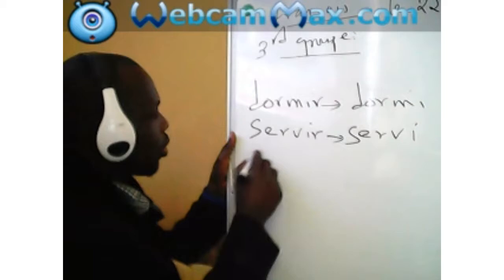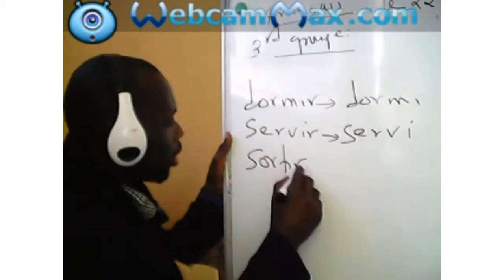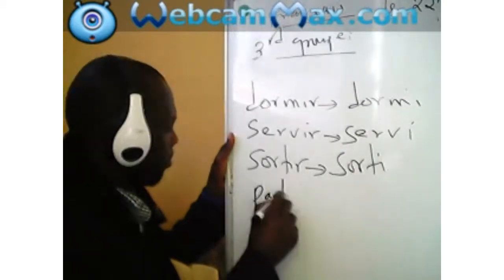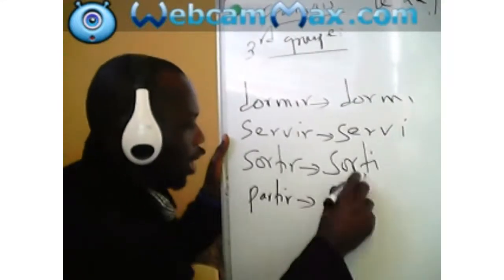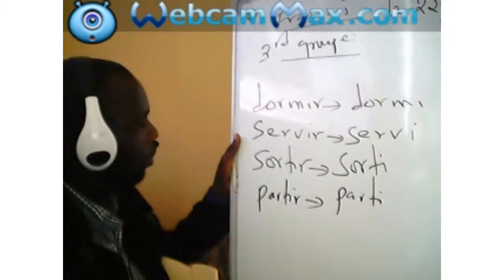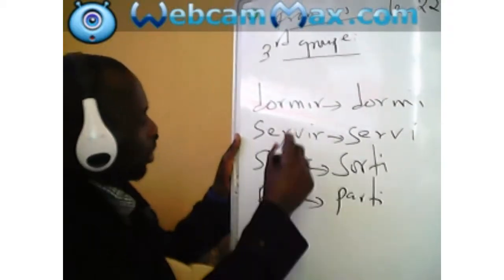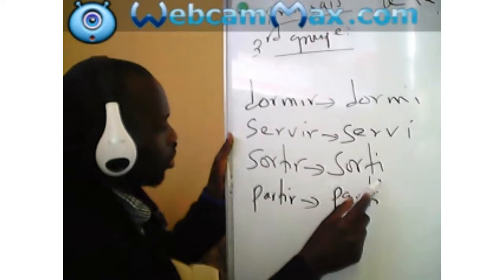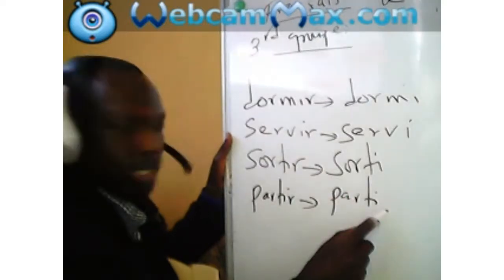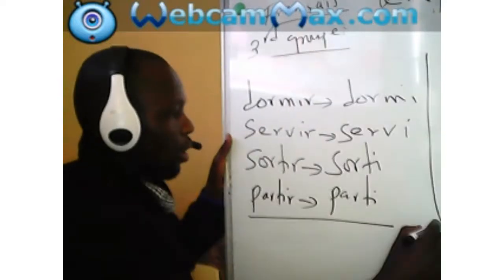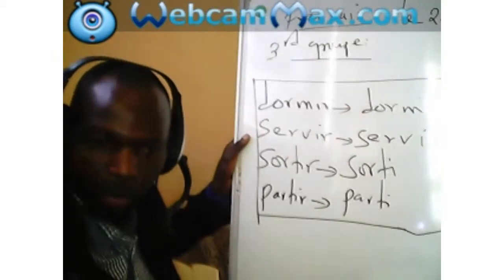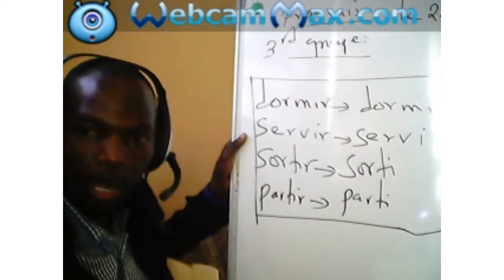We have the verb sortir, to go out. The past participle is sorti. We have the verb partir, to leave. The past participle is parti. Okay, please note these verbs: dormir, dormi, servir, servi, sortir, sorti, partir, parti. They behave like the second group verbs when it comes to the formation of the past participle, ladies and gentlemen.